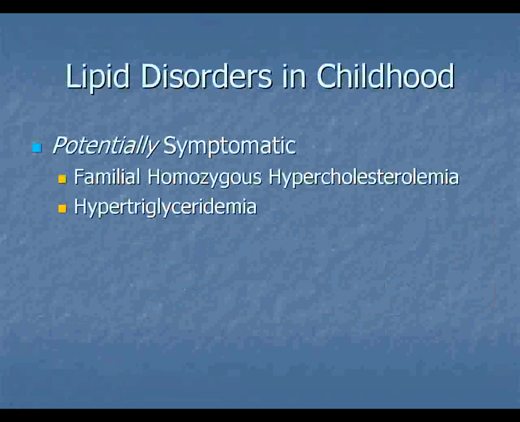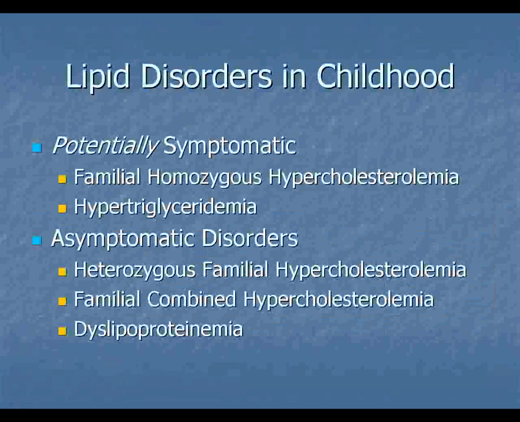So, lipid disorders in childhood. Lipid disorders in childhood are really somewhat difficult to diagnose because they're really not all that symptomatic unless you have a high level of suspicion based on those cardiovascular risk factors that we've already discussed. The only two that are potentially symptomatic include familial homozygous hypercholesterolemia and hypertriglyceridemia. The other ones that fall into the asymptomatic category include the heterozygotes for FH and familial combined hypercholesterolemia, which you may not hear much about, and then dyslipoproteinemia, which is diagnosed from that NMR lipo profile.